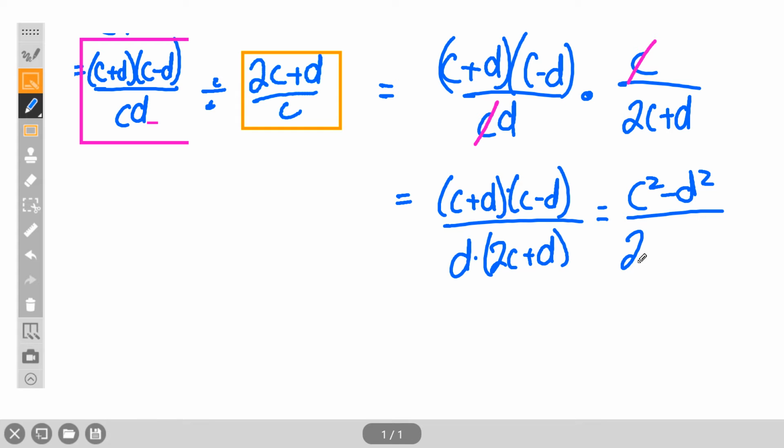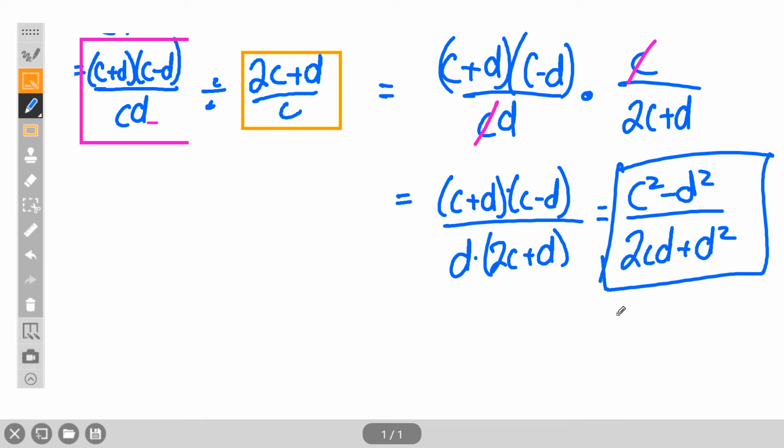Distribute this d out. I get 2cd plus d squared. And this would be the answer to number 3. This is the simplified form. Once I do everything I'm supposed to, this is what I get: c squared minus d squared over 2cd plus d squared.